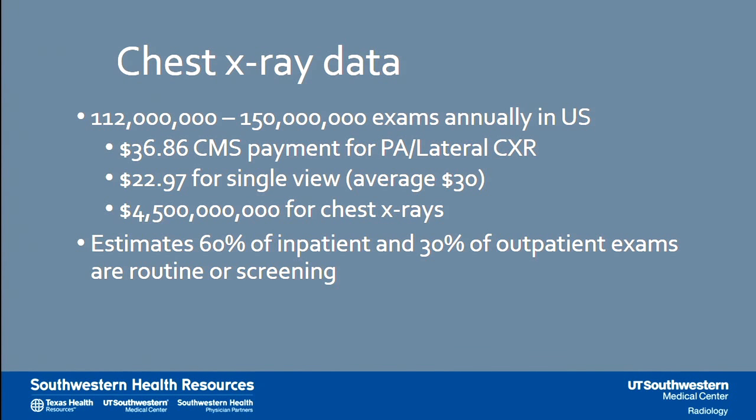And just a little bit of background on a chest x-ray. It's one of the most commonly performed procedures in the U.S., with estimates ranging from 112 to 150 million exams a year. So if you take the CMS payments for chest x-rays, about $37 for a two-view and $23 for a single view, and average $30, we're spending about $4.5 billion on chest x-rays. And it's actually estimated that 60% of inpatient and 30% of outpatient exams are being done for routine or screening indications.